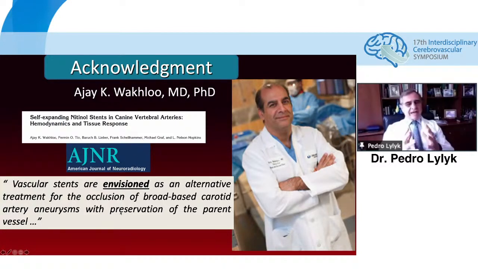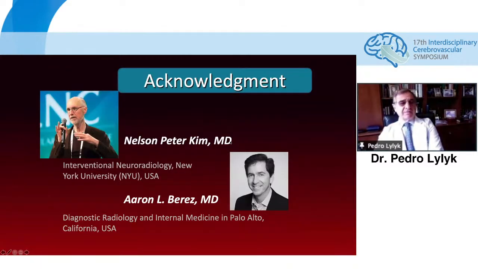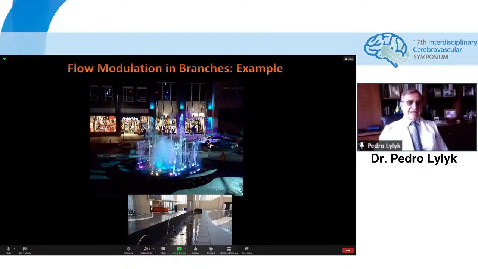So how did the idea of flow diversion come out? Thanks to the vision of I.J. Wakhloo. He published that paper, that I would say is a seminal paper, back in 1996. And also thanks to the Geneva team, I think the contribution of Daniel and Makoto was essential to understand a lot of things. Nelson, Peter Kim, and Aaron came out with the first device to show us that we can modulate the flow. We can modulate the flow in several ways.